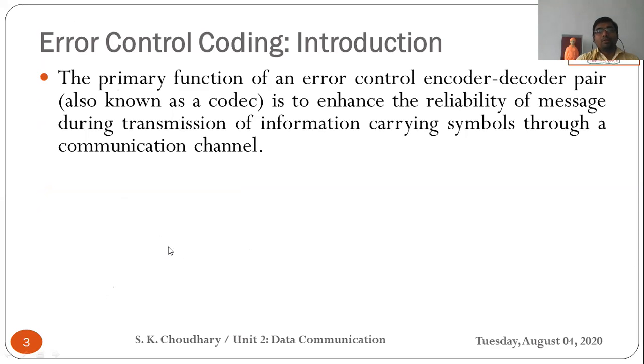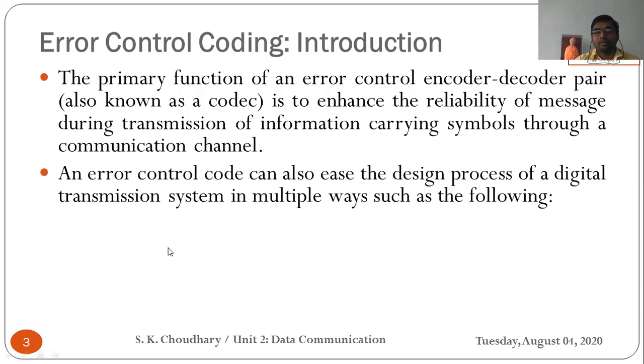So the primary function of the error control encoder or decoder pair, basically called the codec, coder decoder, is to enhance the reliability of the message during the transmission of information carrying symbols through the communication. It is basically used to enhance the reliability of the message during the transmission of information. This is the first reason why we have to use the error control encoder and decoder in the digital system.